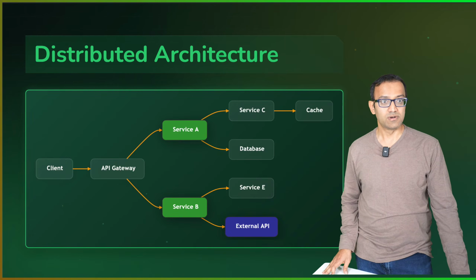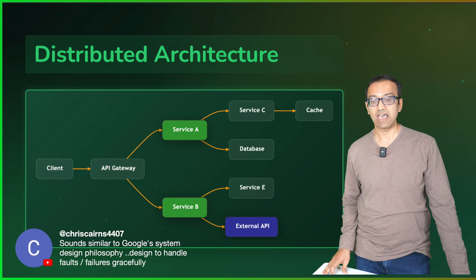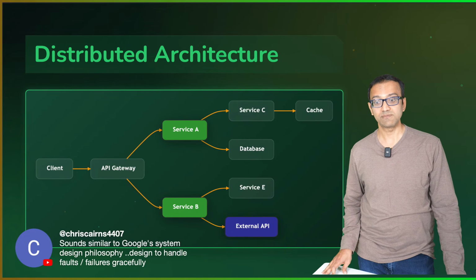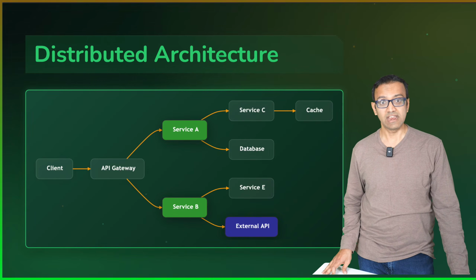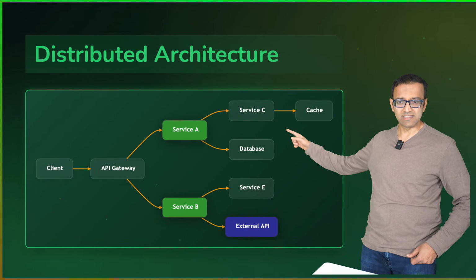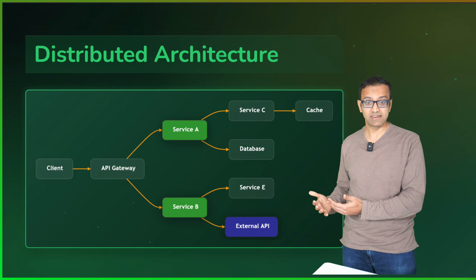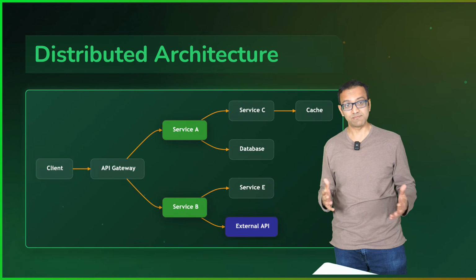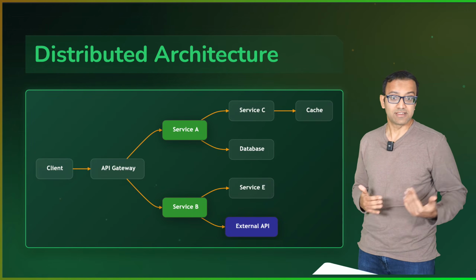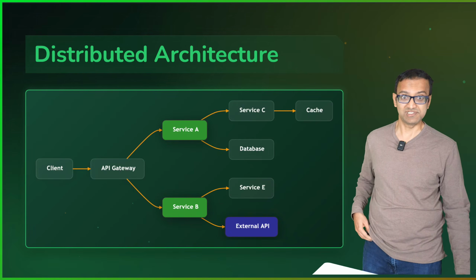This is similar to Google's system design philosophy: design to handle faults and failures, yes, absolutely. There's also the Netflix design philosophy of Chaos Monkey. I don't know if you folks have heard of this. Netflix intentionally breaks things in between. They just take a system and then they randomly break one block and see what happens. They have this mindset to design so that even if things break, they can handle it, and they test it out by intentionally breaking it in production, which is crazy.